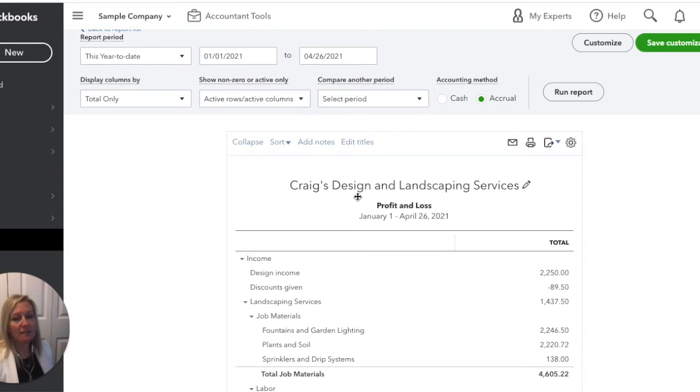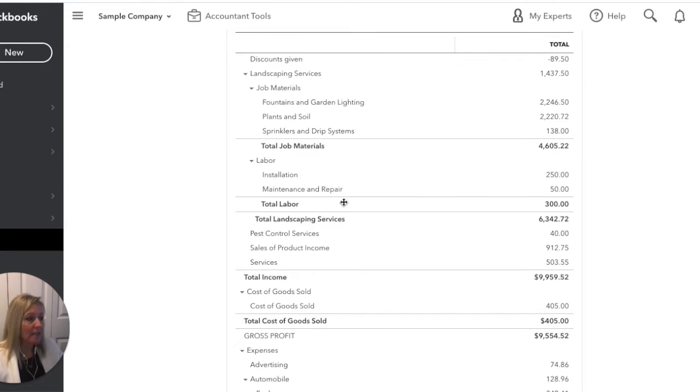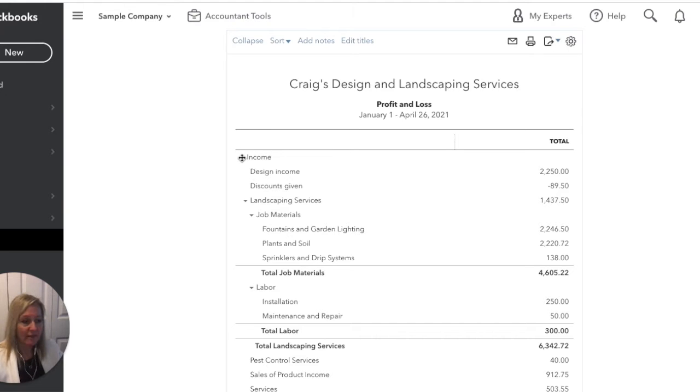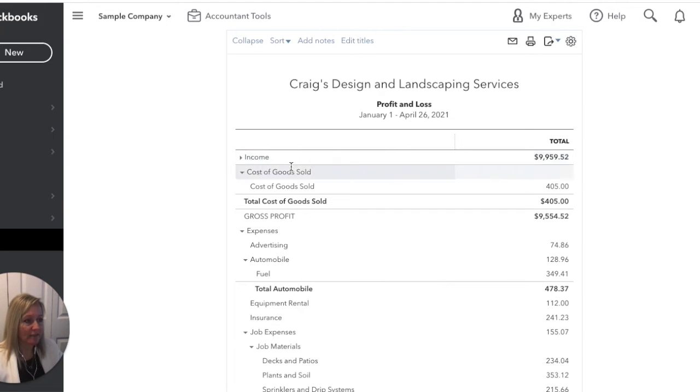So remember how I said in accrual basis, we're recognizing transactions as of the date that they actually occur, but cash does not necessarily change hands. So if we're looking at this profit and loss for January 1st through April 26th, and we look at the income that we have generated in our business, so I'm just going to collapse this down just so we have one big total for all of the income. It's saying that we've made $9,959 in sales. However, we haven't necessarily collected that whole $9,959. Some of it might be something that we've billed to a customer, but we haven't been paid for yet.